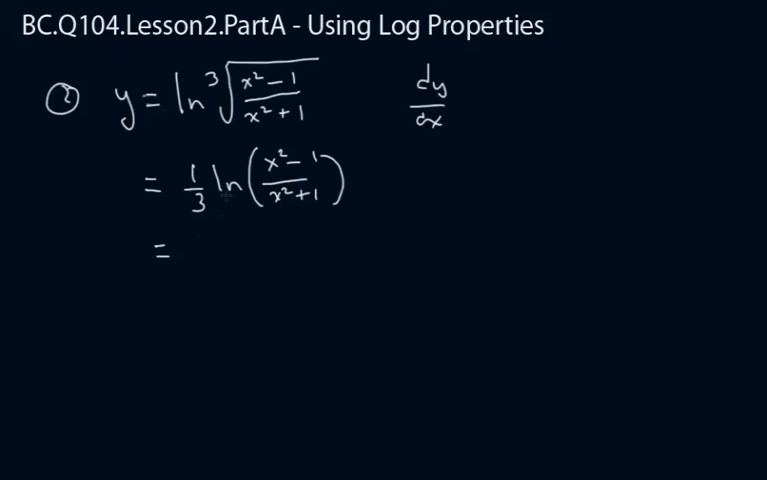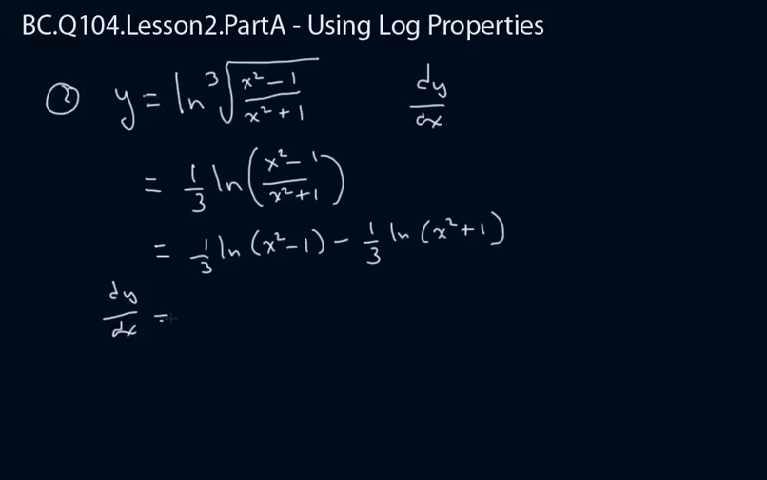Now, the rule here is the natural log of a divided by b comes out to be the natural log of a minus natural log of b. So we have 1/3 the natural log of x squared minus 1 minus, now we have to distribute the 1/3, natural log of x squared plus 1. Now we're ready to take the derivative, and it's a lot easier at this point.